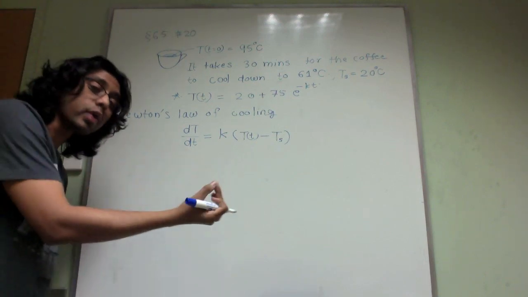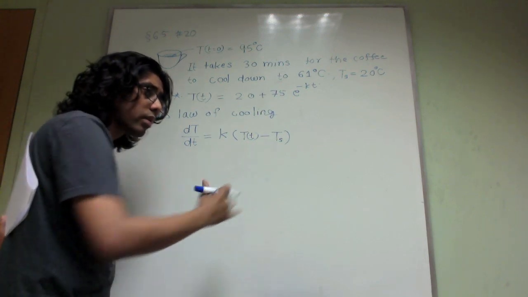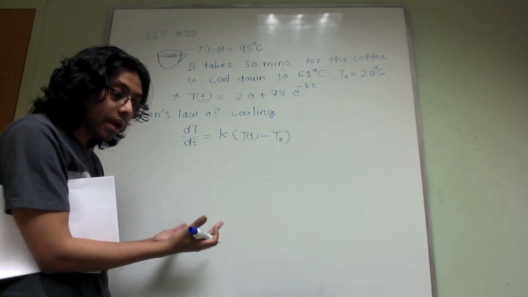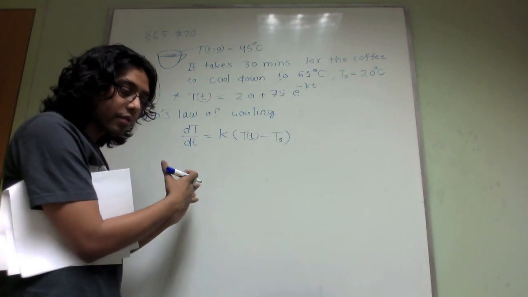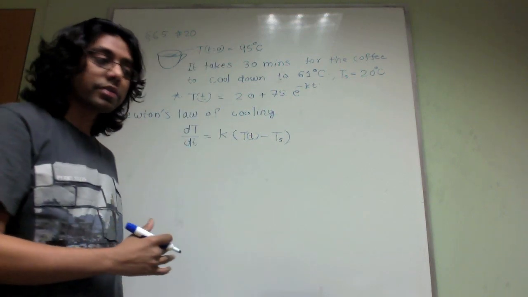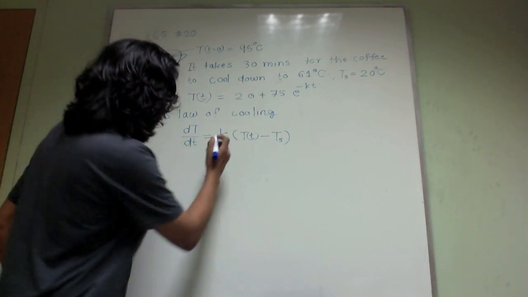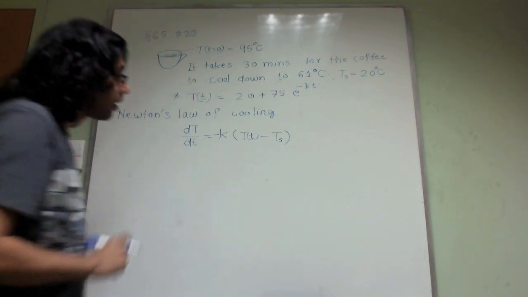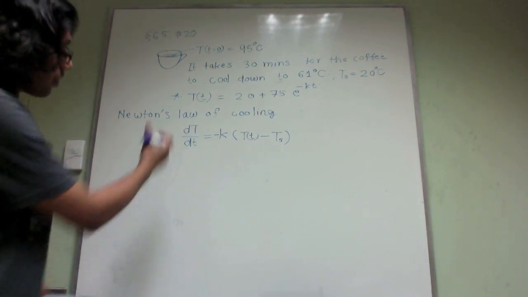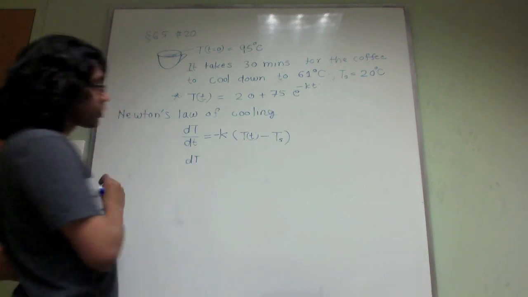Now think about it. This is cooling, so the rate at which it cools down should slow down. If the temperature is very high at this time, the rate at which the temperature will cool down from, say, 95 to 90 degrees Celsius is much faster. And it has to be negative. So that's what this means. So how do you solve this?